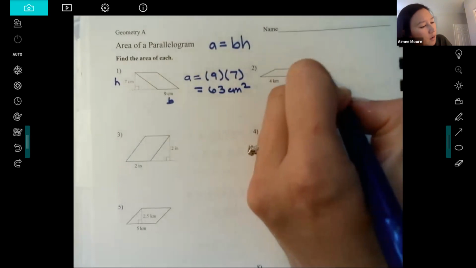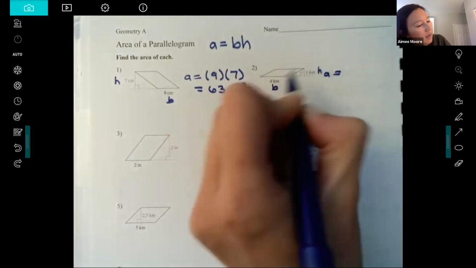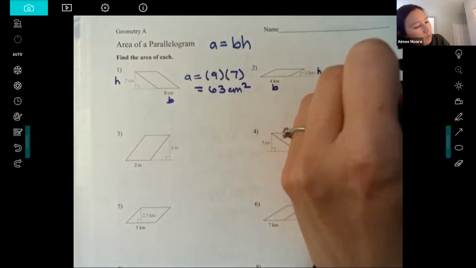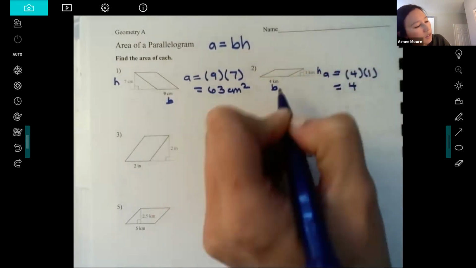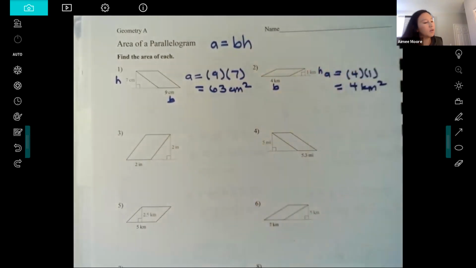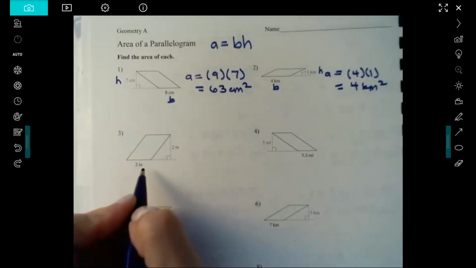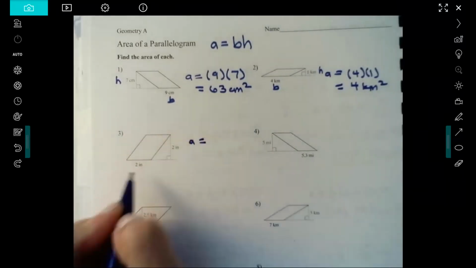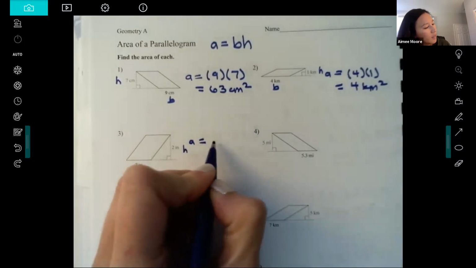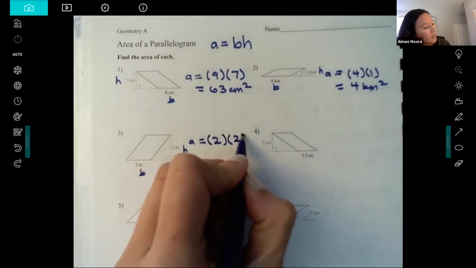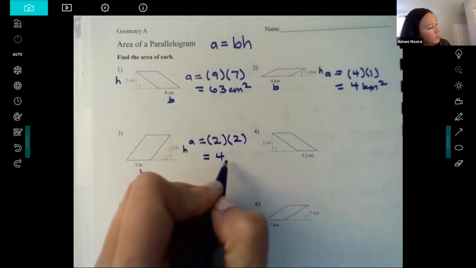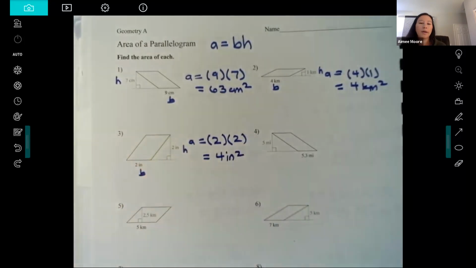Same thing for number 2. Our base and our height. We multiply 4 times 1, which is just 4. So that's 4 square kilometers. Number 3, our base is 2 and our height is 2. So we multiply 2 times 2, which is 4 inches squared.